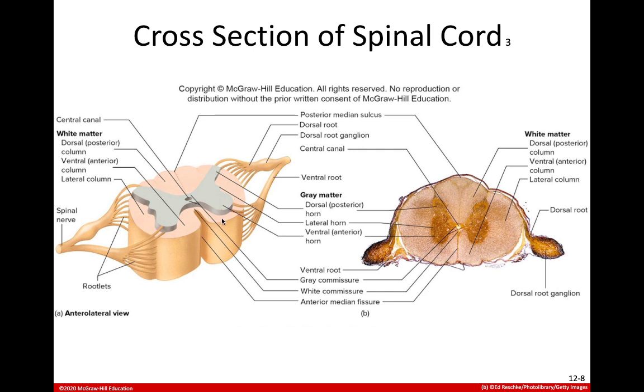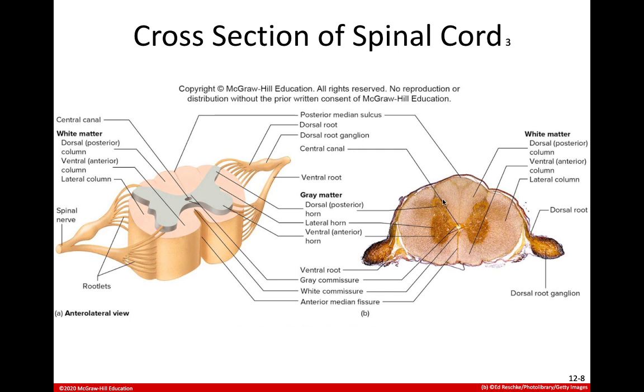Again, the white matter we have divided into three columns. This part is the dorsal or posterior column. This part of the white matter is called the anterior or ventral column, and then here on each side we have what we call the lateral columns of white matter. So we call those columns. And then the gray matter is divided into horns. So we have the posterior horns or dorsal horns, which are going to be a lot smaller. The ventral horns are a lot larger, and then these little bumps here on the side, these are called the lateral horns. Again, that is the gray matter inside the spinal cord.